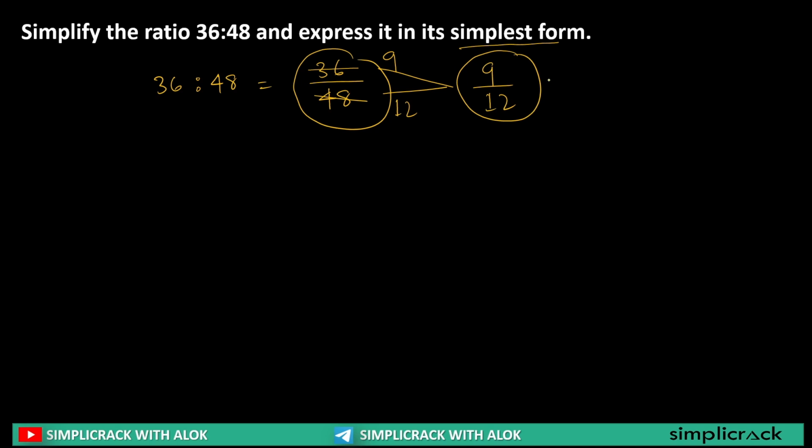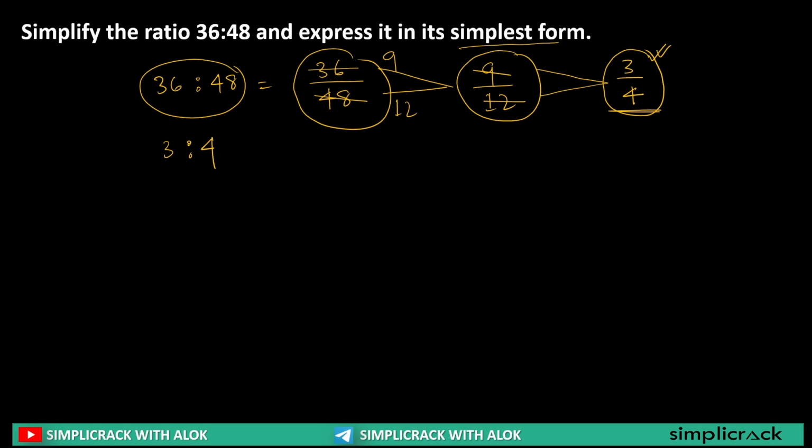Now can this 9 by 12 be reduced again to a shorter version? Yes, 9 and 12 both can be divided by 3. So if I divide 9 by 3, I will get 3. If I divide 12 by 3, I will get 4. Now the shortest version is 3 by 4. Sir, is there any shorter version to this? No. After this version, there is no shorter version possible. So what is the simplest form of 36 is to 48? It is 3 by 4, or we can write 3 is to 4. I hope this is clear now.